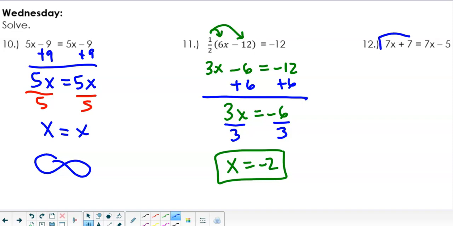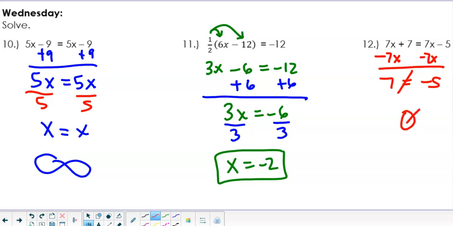Last one. Do you notice it? It's almost a perfect match. The variable terms match, but the constants do not. And anytime that happens, it has no solution. But here's another way you can look at it. If I subtract 7x from both sides, I get a statement that is false. And anytime you have a false statement where there's an equal sign between a single value, it's no solution.